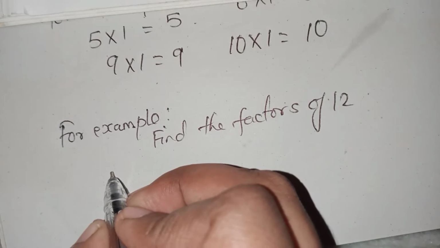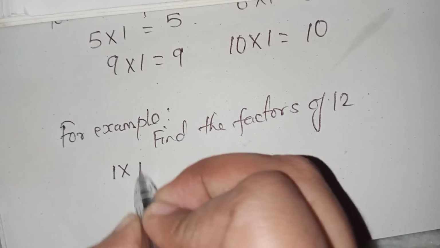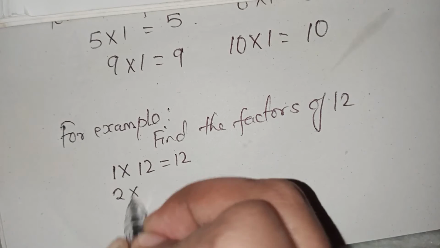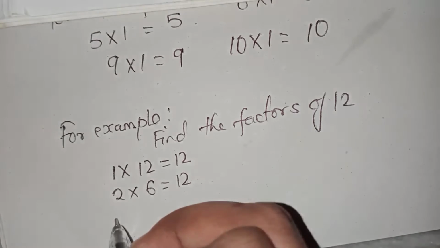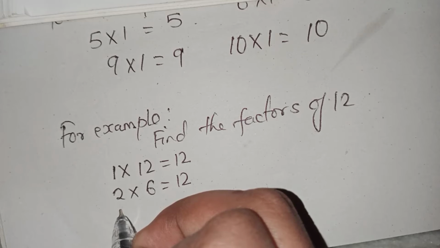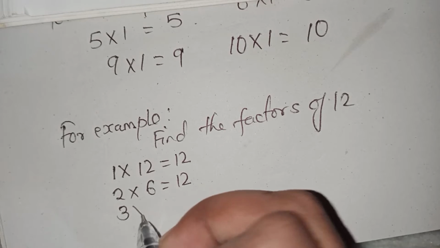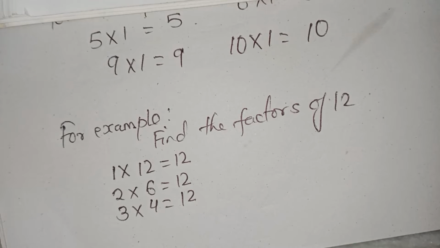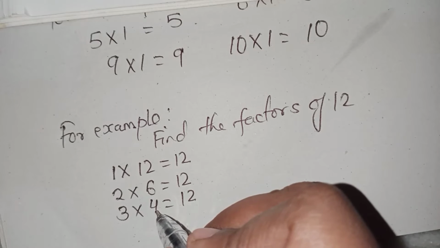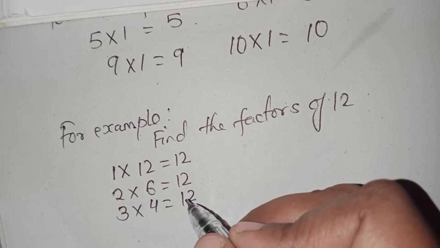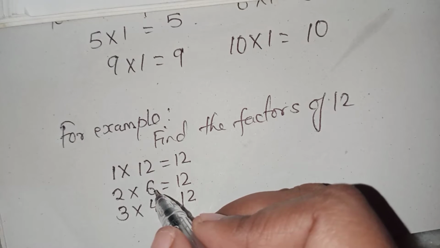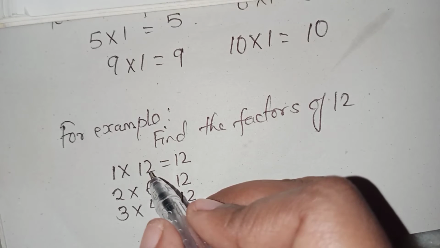So 12 comes in the 1 table: 1 12s are 12. 12 comes in the 2 table also: 2 6s are 12. 12 comes even in the 3 table: 3 4s are 12. Okay, 12 comes in the 4 table, which I have already written here. You can see the two numbers are the factors of this number. That means 4 is the factor, I have already done. It doesn't come in the 5 table. It comes in the 6 table, I have already written here. It comes directly in the 12 table itself.